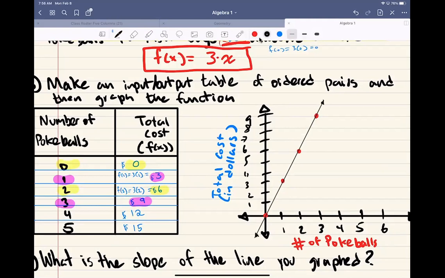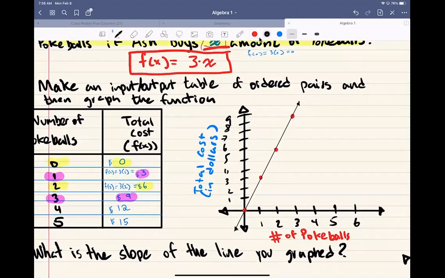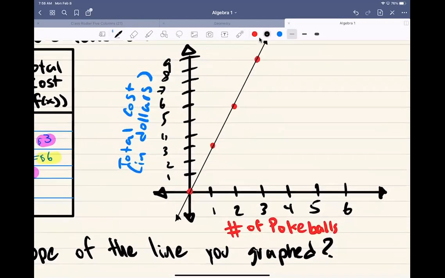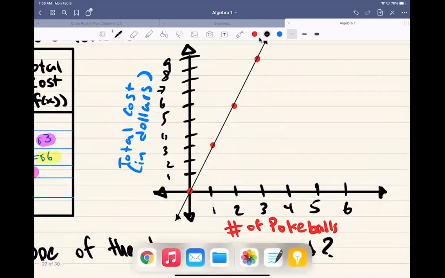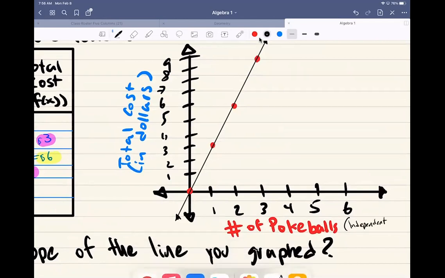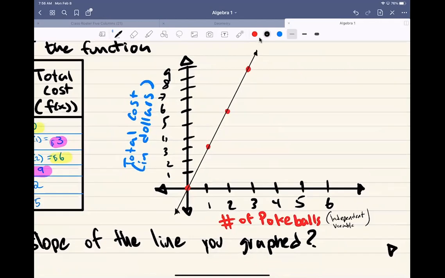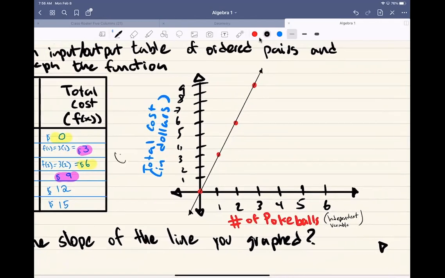Right, this is how I'm gonna compare. It says to graph it as a line, by the way. So yeah. All right. So this is our rate of change. And we know to graph this because right here we have the number of Pokeballs, right? That's our independent variable, right? The x-axis always has the independent variable. And our y-axis, our total cost in dollars, is going to be our dependent variable.